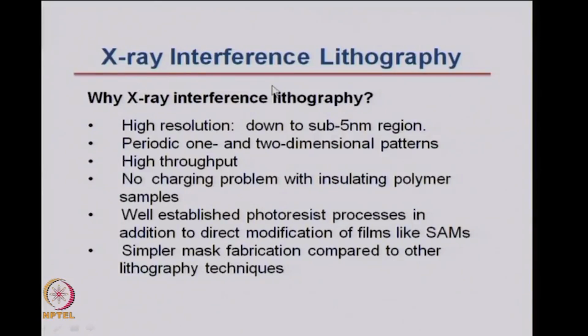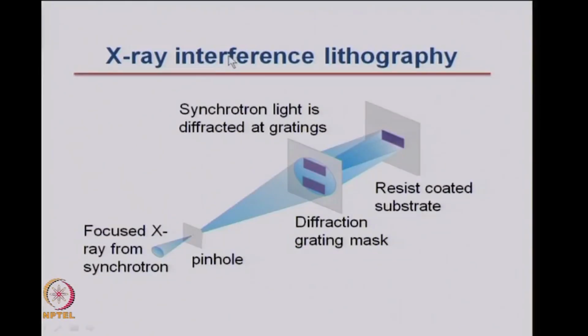So, X-ray interference lithography is a very advanced form of lithography, where you are using two X-ray beams to interfere and create periodic patterns, and these periodic patterns are at a level of less than 5 nanometers periodicity, and using this you can generate very large scale periodicities. The X-ray interference lithography setup is shown here.